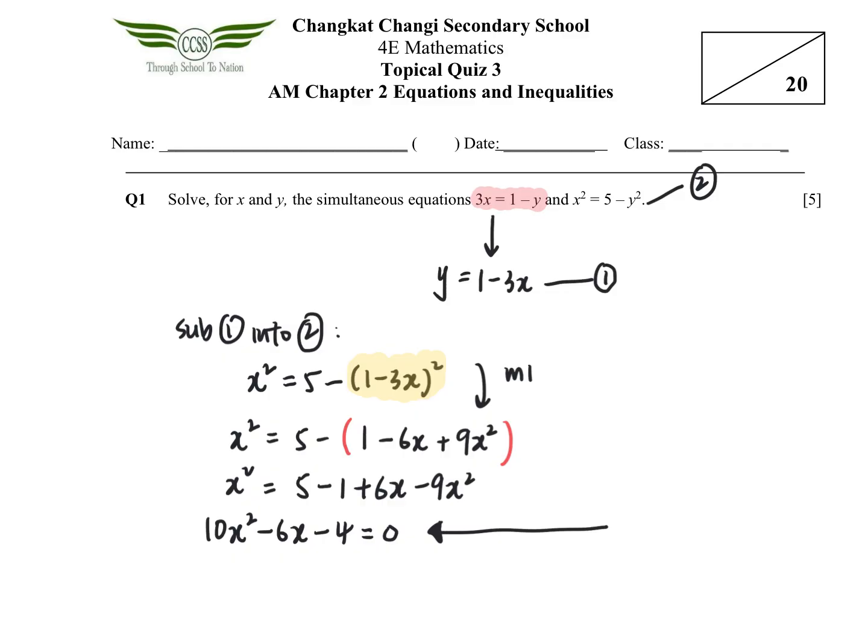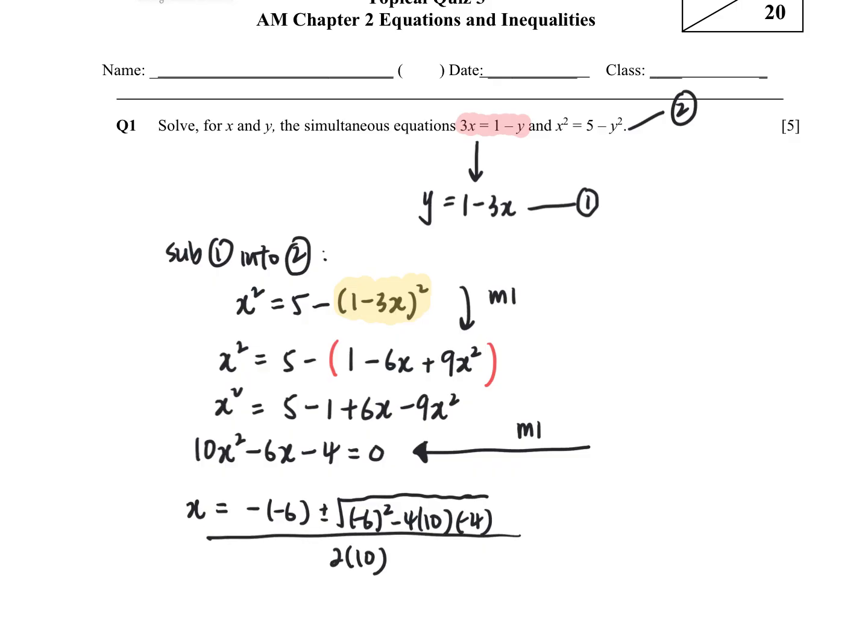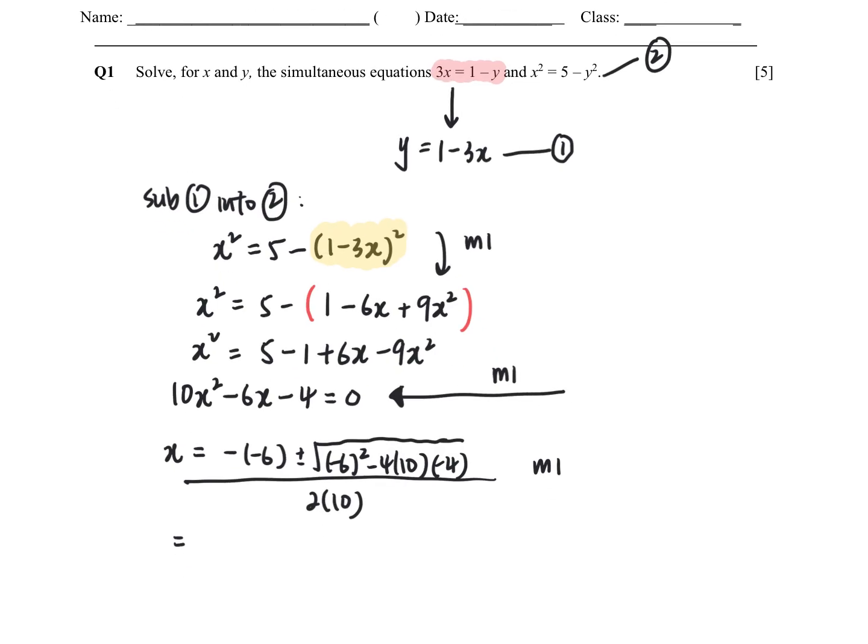So the first mark is substituting. The second mark is getting this quadratic. The third mark is using quadratic formula correctly. So if by now you are still mixing up your quadratic formula, I'm very worried for you. So this method is 1 mark. And then your 2 solutions for x, one being 1, the other is negative 0.4.